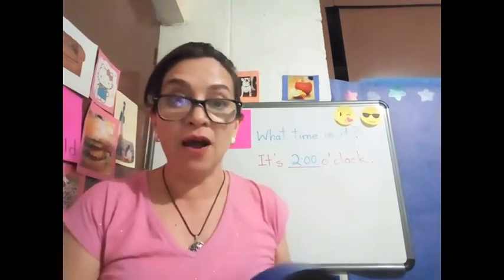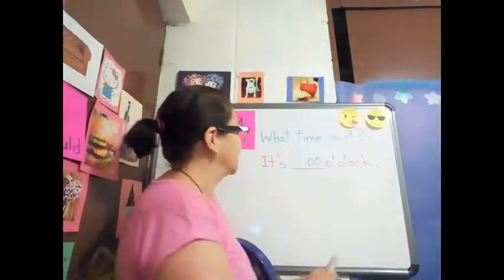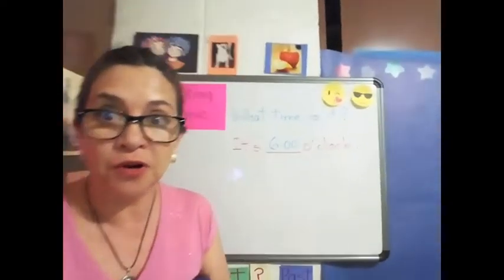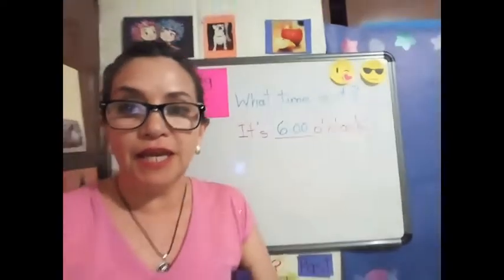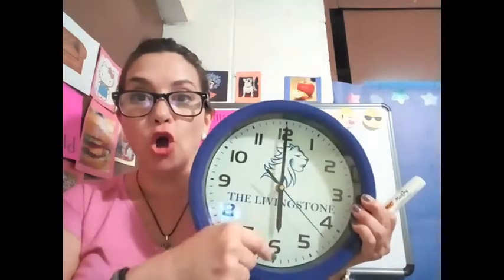Very well. Now, I'm going to show you another time. Wait a moment. Now, can you see that the short hand is pointing to number 6 and the long hand is pointing to number 12? Okay. Can you tell me, please, what time is it? Very well. It is 6 o'clock. Can you see the board? Very well. And that's the way we tell the time when the hour is o'clock.